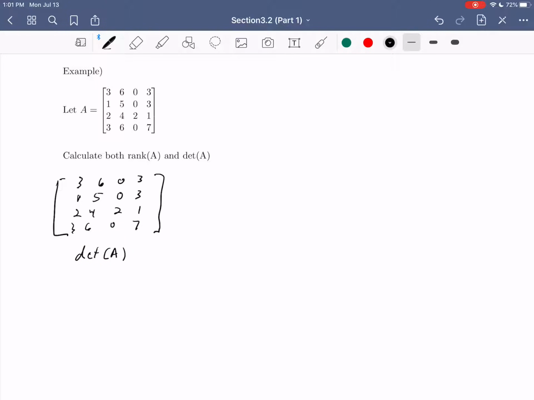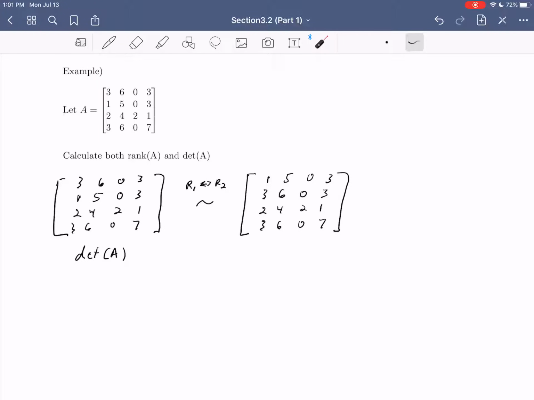All right, so let's perform an elementary row operation that'll help us move towards sort of an upper triangular or row echelon form. It might be useful to have this up here so we have a leading one and then we can clear out everything below it. So let's go ahead and perform the row operation R1 interchanged with R2. So in terms of the matrix, we have 1, 5, 0, 3, 3, 6, 0, 3, 2, 4, 2, 1, and 3, 6, 0, 7.